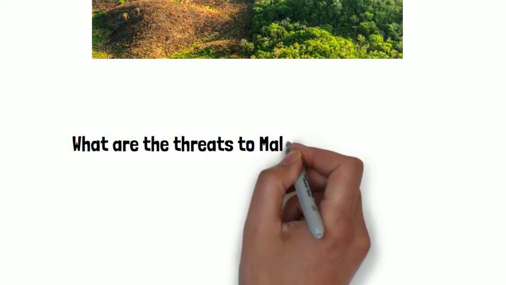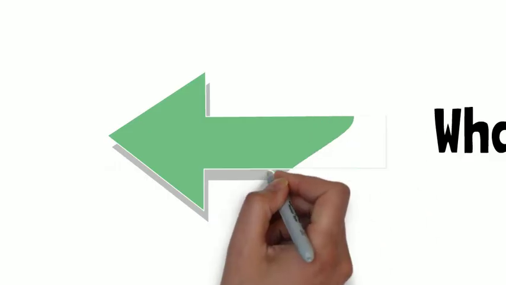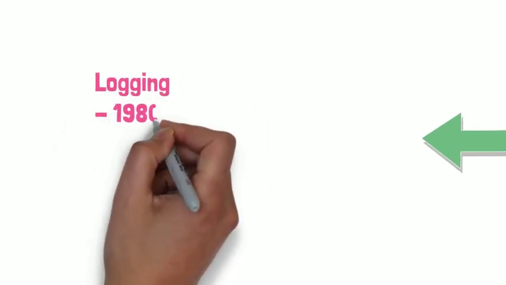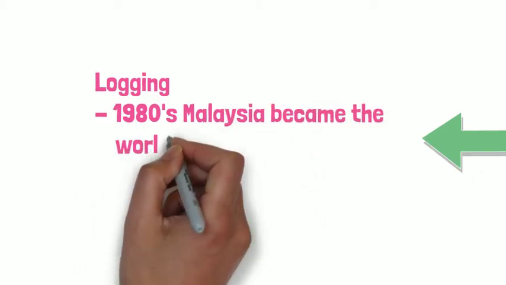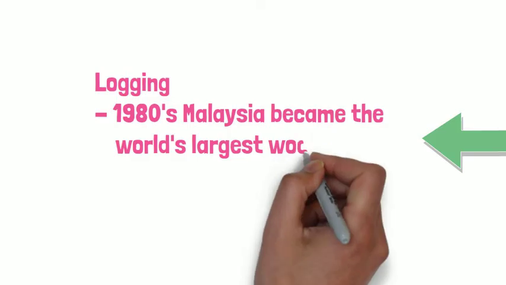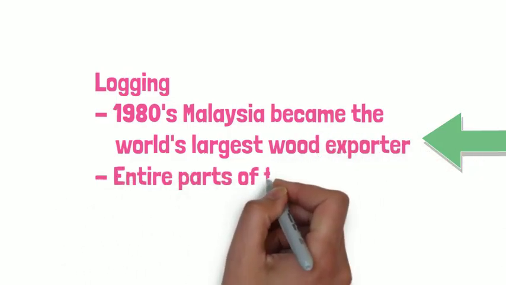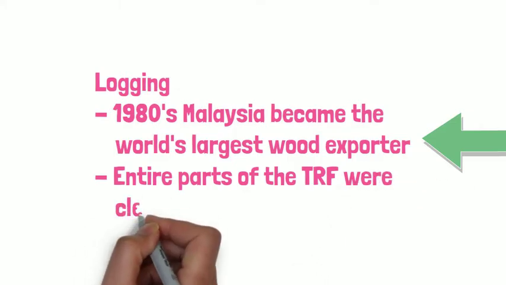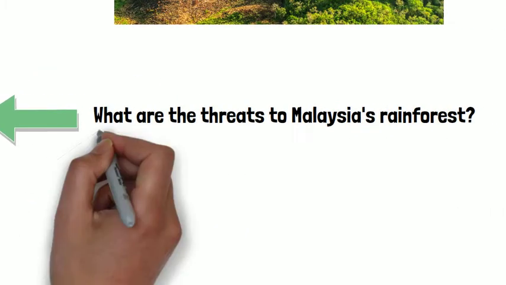So first of all, we're going to look at what are the threats to Malaysia's rainforest. So the first threat we're going to look at is logging. So in the 1980s, Malaysia became the world's largest wood exporter. So entire parts of the tropical rainforest were cleared to leave just only soil left.